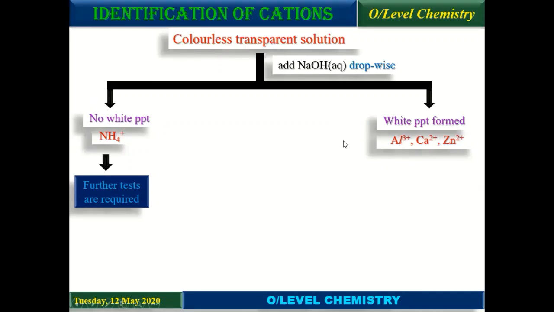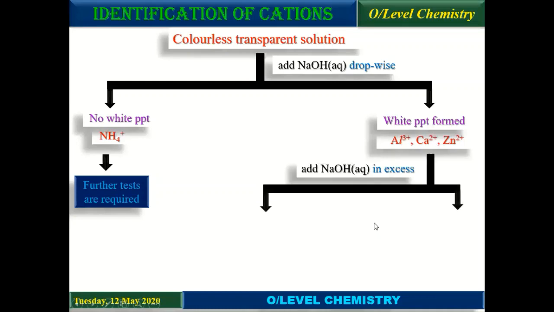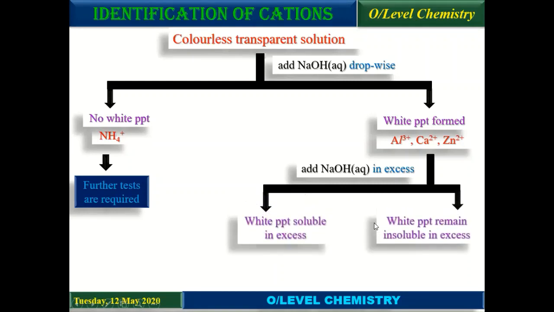If we get white PPT, it means there are chances of aluminium, calcium, and zinc ions. So you can see here, then we further proceed with our detection technique. Then we add in the same test tube excess of sodium hydroxide. Where we had added a few drops of sodium hydroxide, now we are adding in excess. So again, we have two types of result: PPT remain insoluble, or PPT may be soluble in excess of sodium hydroxide.